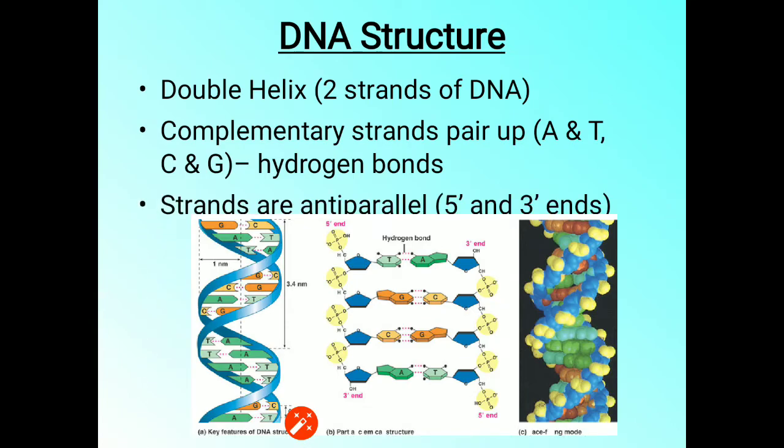All these points we have discussed already, that the two strands of DNA run anti-parallel and the complementary pairing takes place. That means adenine will pair up with thymine and cytosine will pair up with guanine.